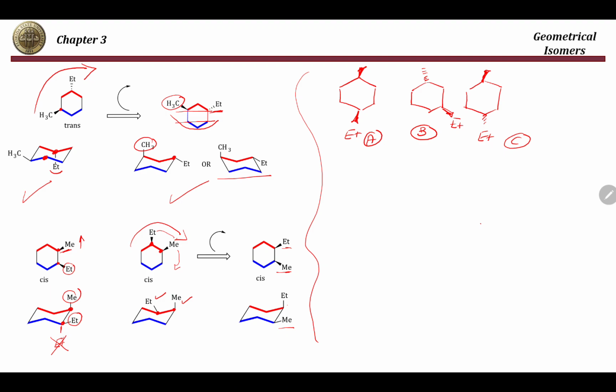So if I was asked to find the relationship between structures A and B, step number one, always whenever you are asked to find the relationship, is check the positions of the different groups. If they change, then your compounds are structural isomers. In this case, I have 1,4 versus 1,3. Since I changed positions, those are constitutional isomers.